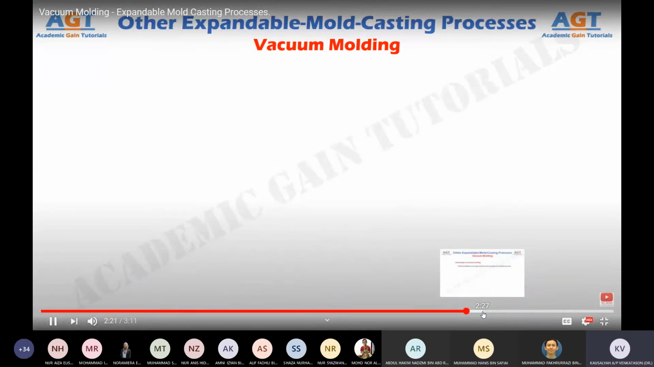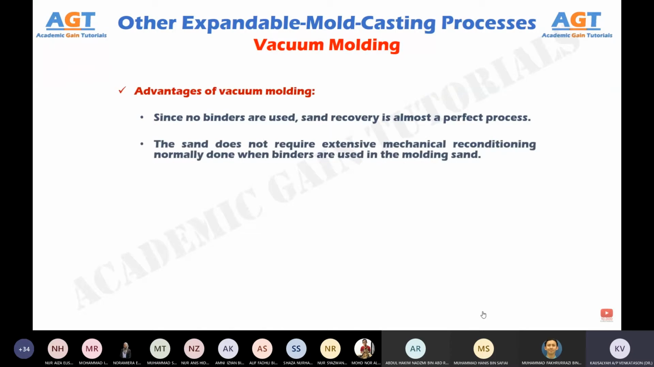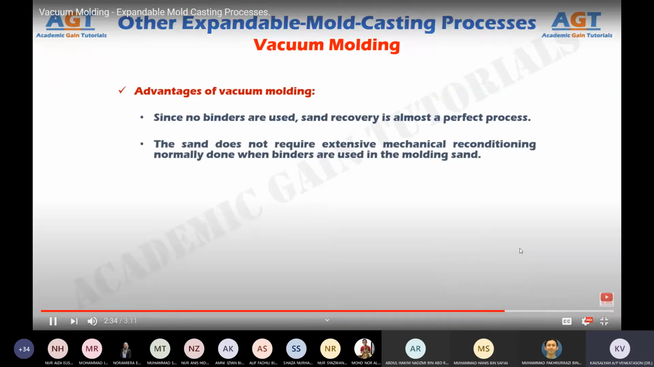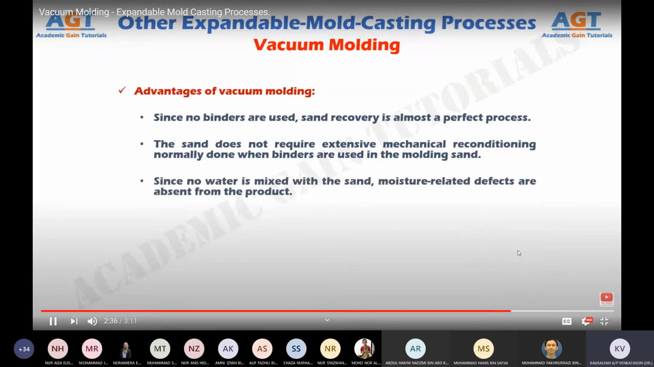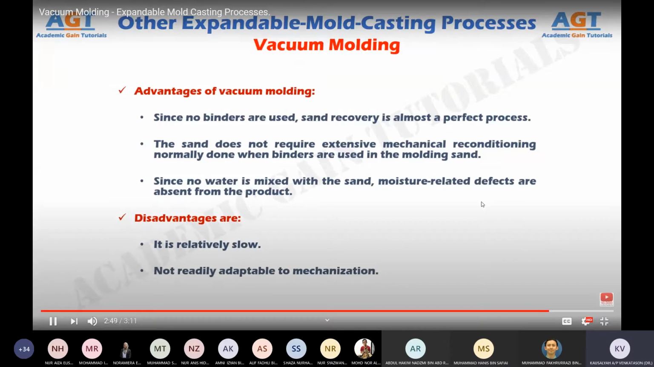Advantages of vacuum molding. Since no binders are used, sand recovery is almost a perfect process. The sand does not require extensive mechanical reconditioning normally done when binders are used in the molding sand. Since no water is mixed with the sand, moisture-related defects are absent from the product. Disadvantages of vacuum molding are: it is relatively slow, not readily adaptable to mechanization. So, we have studied vacuum molding.